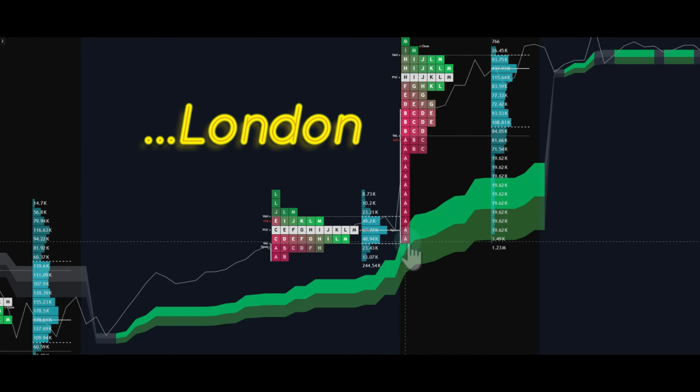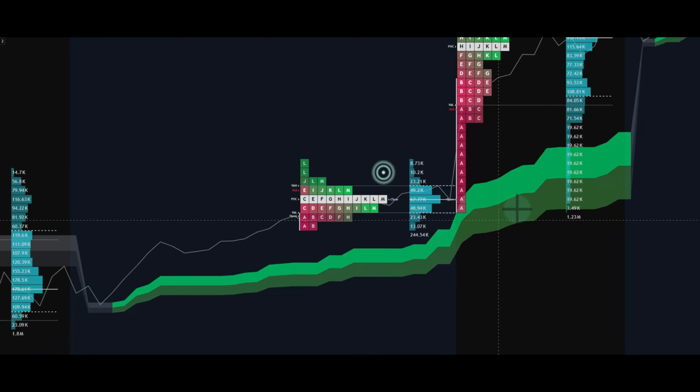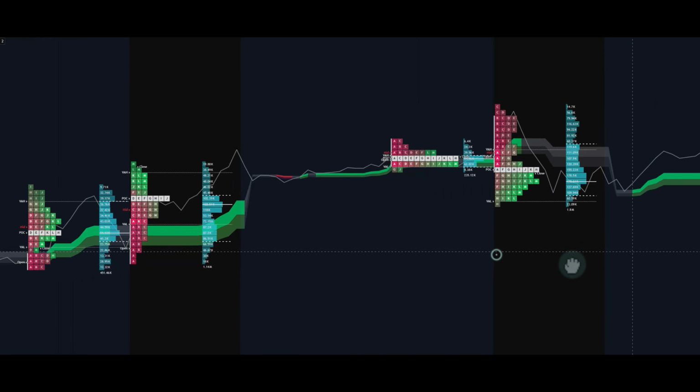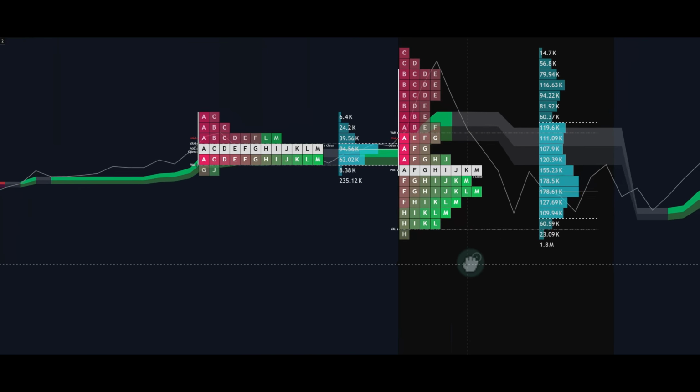We come into the US session and we break. We already dipped down right here, and then we break up over the value while this is green at the same time. What do you think's going to happen? We're going to run. Okay. And then this one right here, look at what happens here.